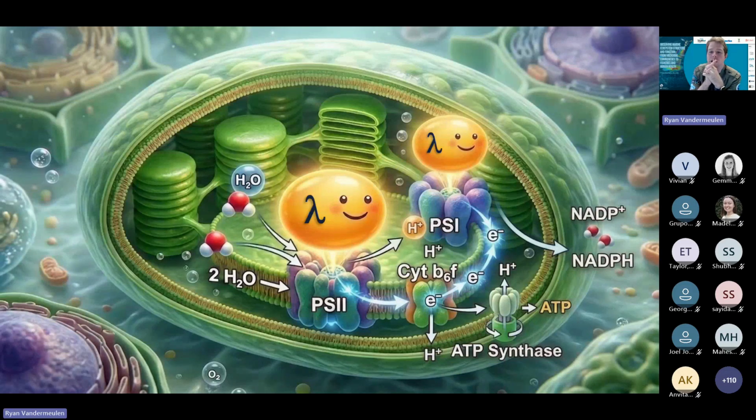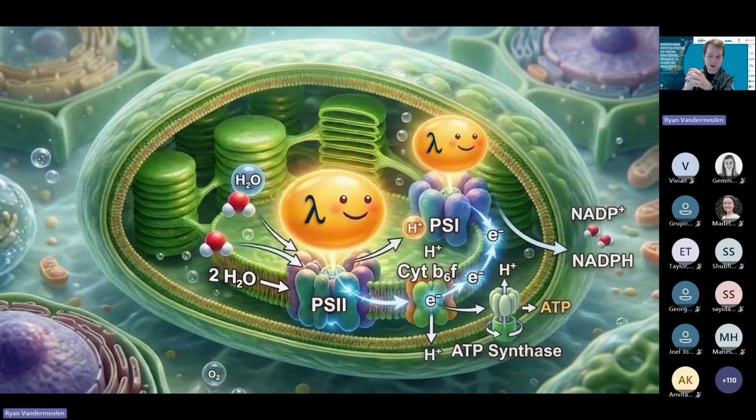Up until this point, we've been following light reactions, the part of photosynthesis where sunlight is captured and converted into chemical energy. But photosynthesis is really two connected processes. The first stage captures energy, and the second stage uses that energy to build carbon. So here we are looking at the transition between those two stages. When our photon was absorbed by chlorophyll in photosystem 2, it started a cascade of electron transfers through the photosynthetic electron transport chain. As those electrons move through the chain, they help create a proton gradient across the membrane.